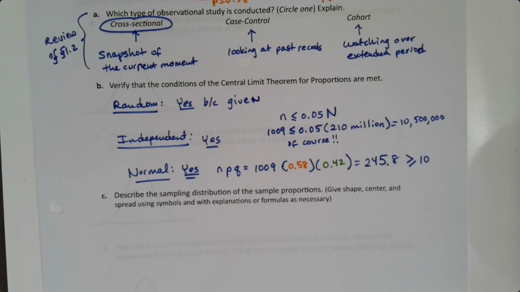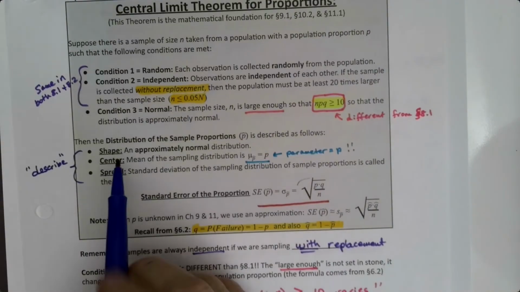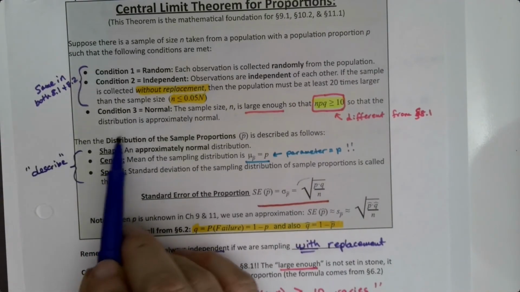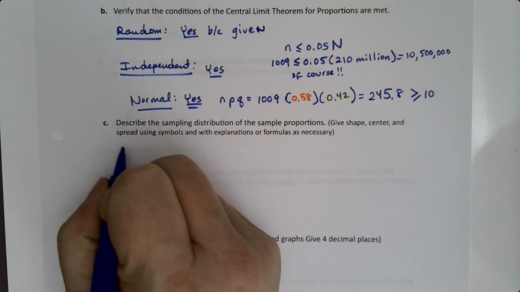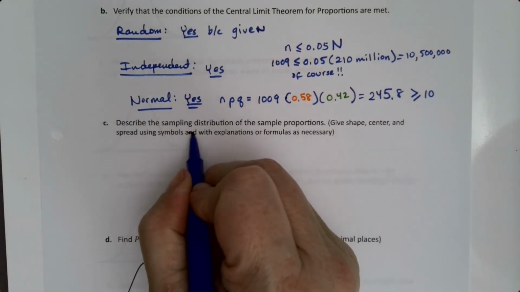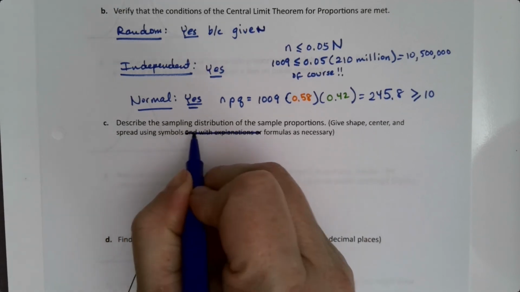All right then. So we've got that going on. Lovely. So now we need to be able to describe the sampling distribution. So we found the random independent normal bit. Now we're going to describe that sampling distribution. So that's when we get into the shape, the center, and the spread. That's describing the distribution. So distribution has 3 qualities. So shape, and again, I don't really need explanations. I just need formulas, symbols and formulas.